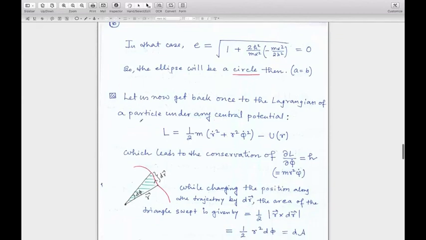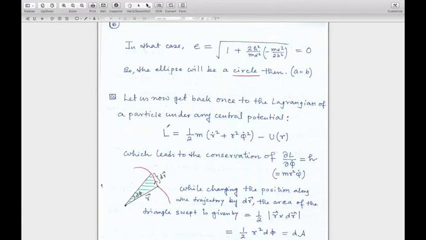Let us now get back once again to the Lagrangian of a particle under any central potential. So till now we have discussed how to recover Kepler's first law. Now we will see how to recover the other laws of Kepler. The Lagrangian of a particle under any central potential in general can be written in two-dimensional form, using plane polar coordinates, as half m (r dot square plus r square phi dot square) minus u of r.